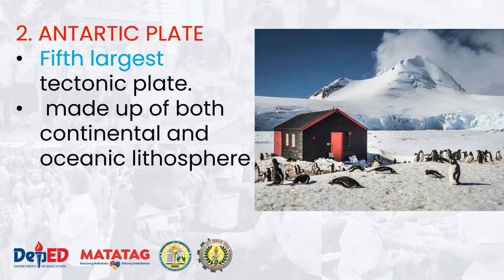Another is what we call the Antarctic plate, 5th largest tectonic plate yan, holds the entire continent ng Antarctica, including the surrounding oceanic crust. It is surrounded by parts of the African, Australian, Pacific, and South American plates. Antarctica was once grouped as part of the supercontinent Gondwana with Australia and India. Pero 100 million years ago, Antarctica broke apart to its current location at the South Pole. It is estimated that the Antarctic major plate moves about 1 centimeter per year.